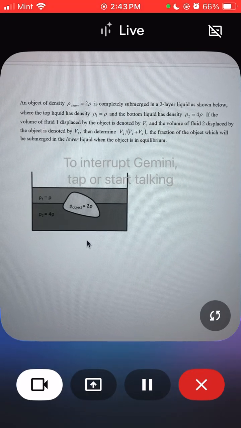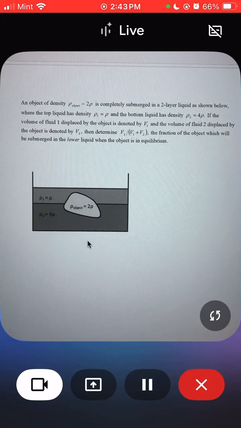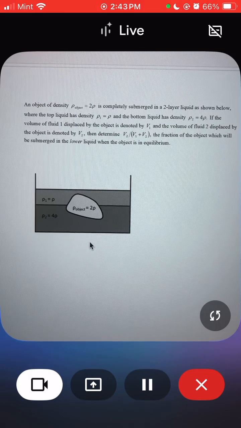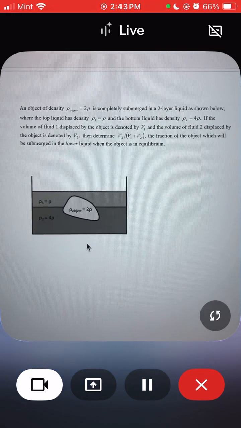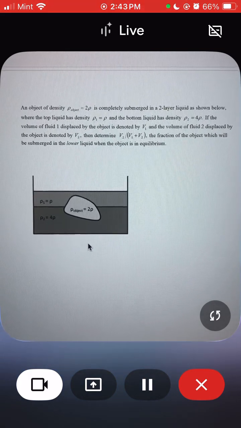Okay, here's the problem. You've got an object that's submerged in a two-layer liquid. Can you actually read the text here just so I can make sure you understand exactly the prompt?